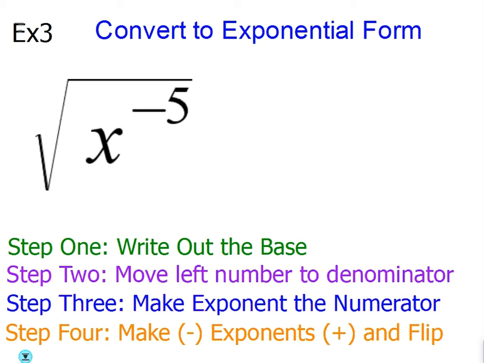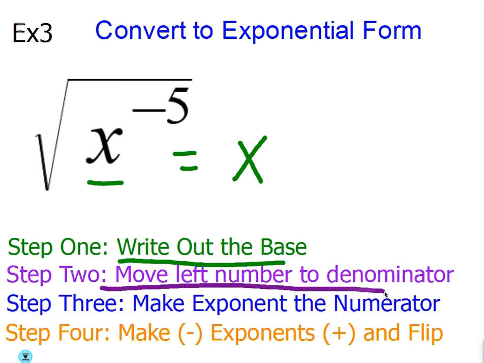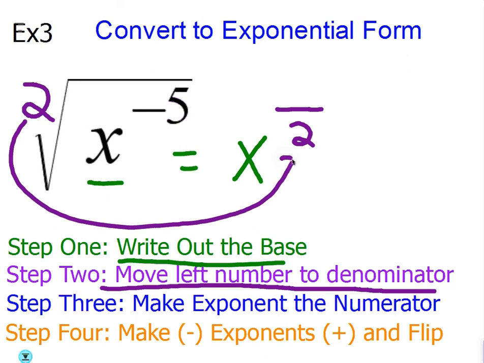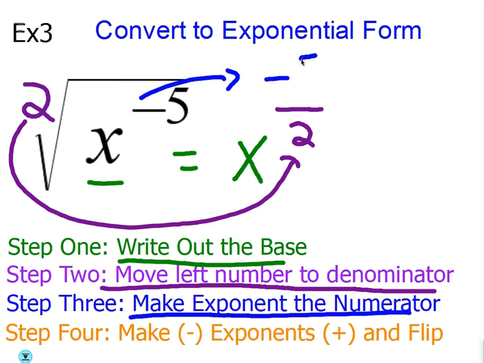We're going to go ahead and write out the base, which is still just x in this example. All right, it says make the left number the denominator of the fraction. Well, what is that? Yeah, you already seen that. So when it's just square root, you have to actually kind of put the 2 there, and that way we know it becomes the denominator of the fractional exponent. Okay, and then we can make the exponent, which in this case is -5, the numerator.